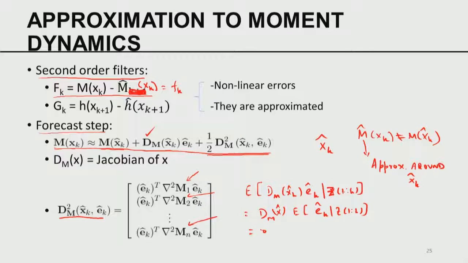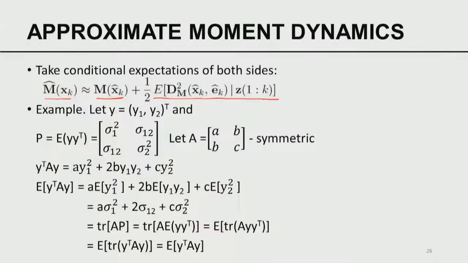So in view of that, even though there are 3 terms on the right hand side, if I take the conditional expectation I get only 2. Now I am going to give a little example to be able to illustrate these calculations.